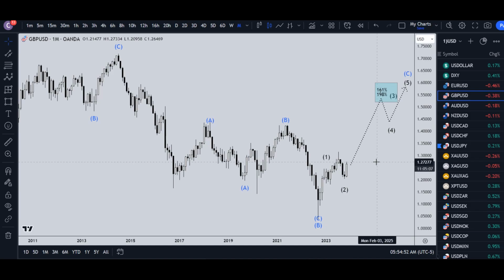Today is Thursday, November 30th, and I'm going to be analyzing the pound US dollar starting on the monthly, working my way down to that 1 hour time frame.